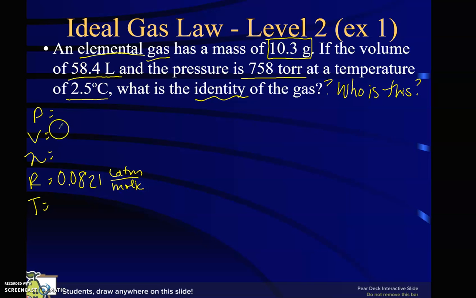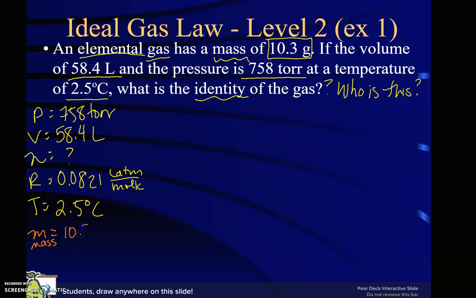Okay, we have 58.4 liters. We have 758 torr, which we will convert, and a temperature of 2.5 degrees Celsius. The problem did not give me N. The problem gave me a mass. So that's going to be something I'm going to keep over here, where M stands for mass, not just ASS, MASS, of 10.3 grams.